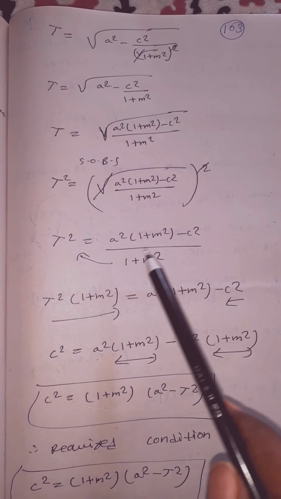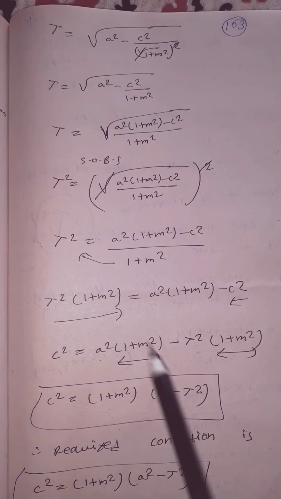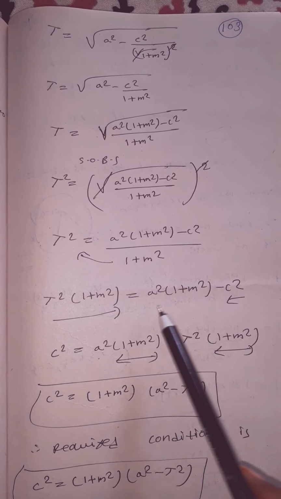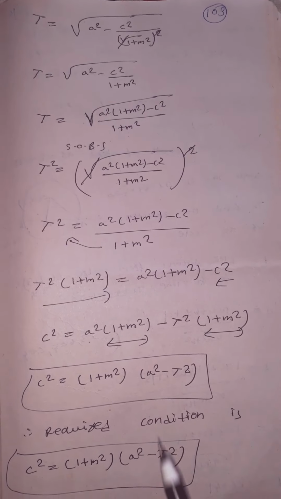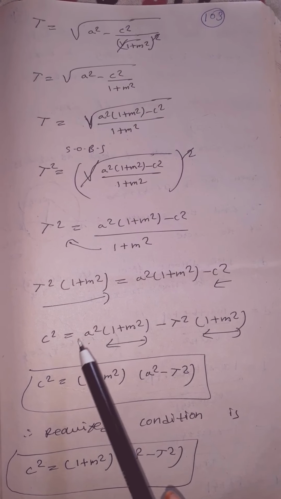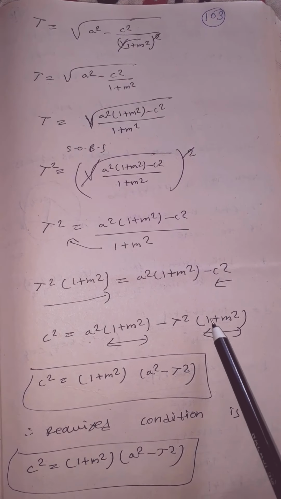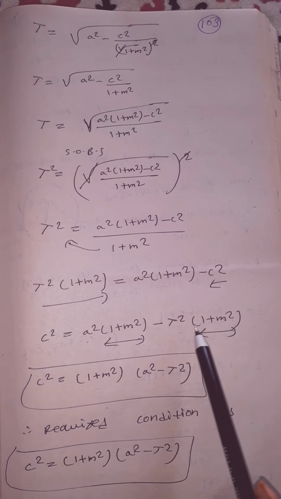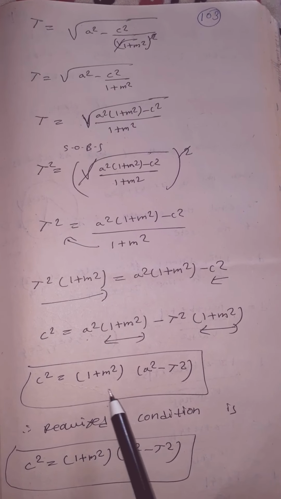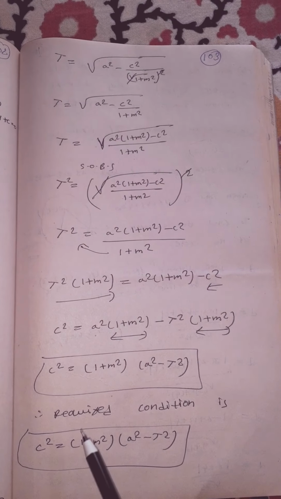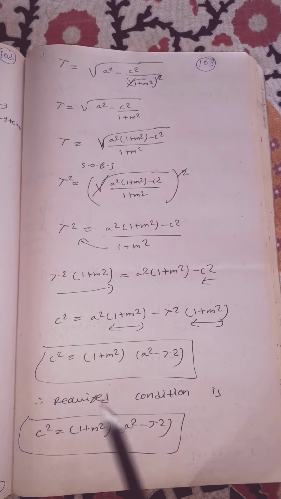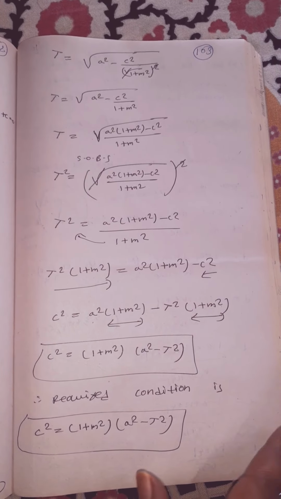Do cross multiplication: division will become multiplication. So like this. Send this negative value to this side, and this positive value to this side. After sending, it will become positive and it will become negative. In these two terms we have 1 plus m square common, take that. So what are the remaining values? A square minus lambda square. So the required condition is this one only, hence proved.